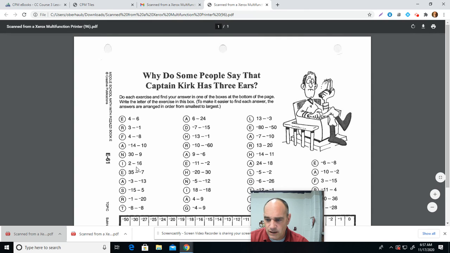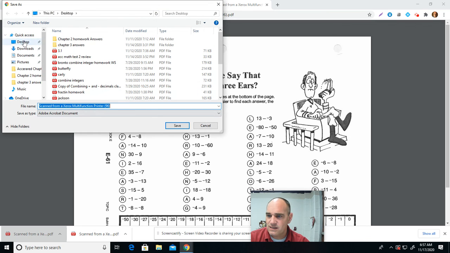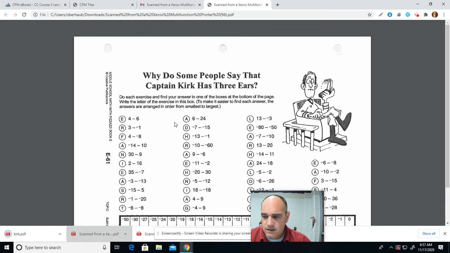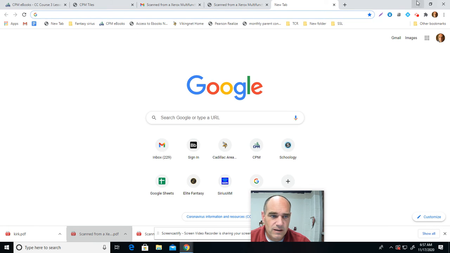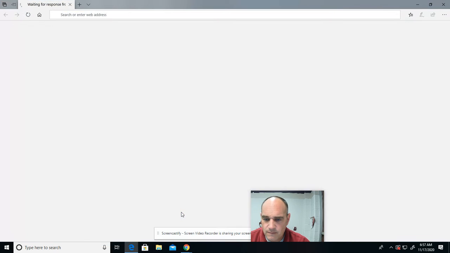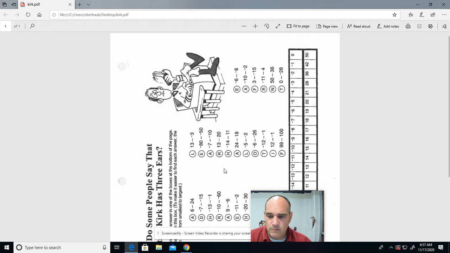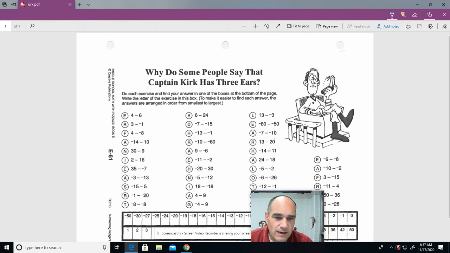Is it not going to let me write on here? It is not. Hold on one second. Let's see if I can get around this. All right, so now I think if I bring this up, let's see if I get my drawing tools back. Turn this around. I think I got here so I can add some notes.